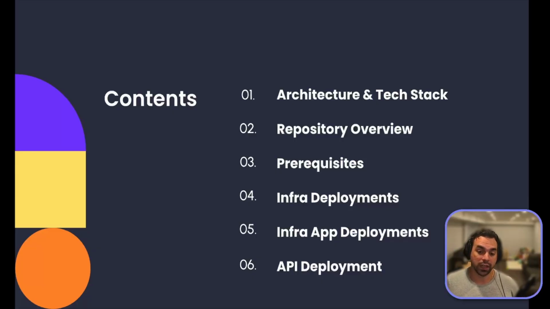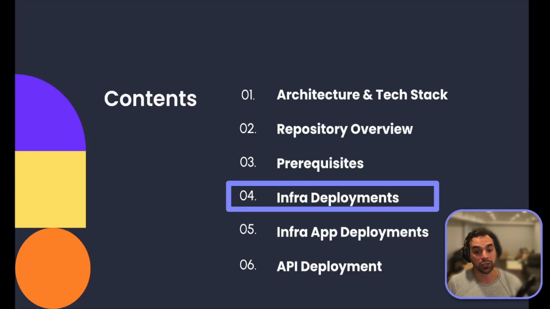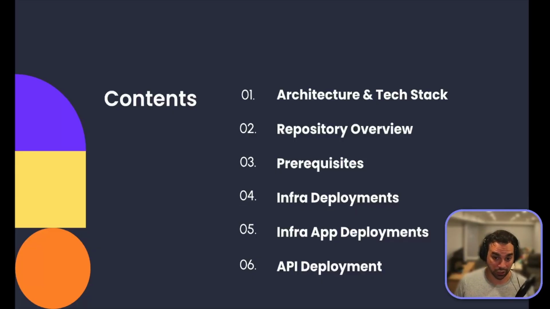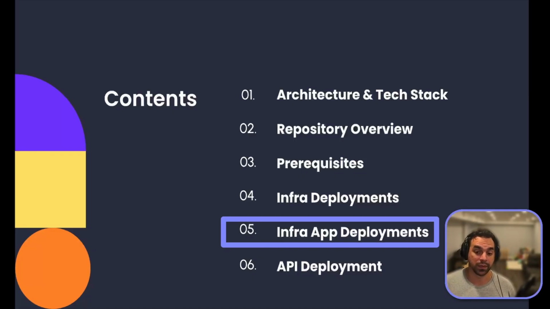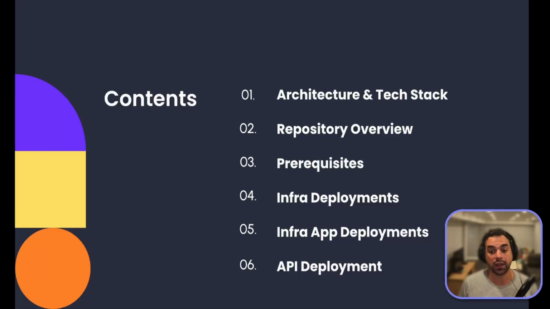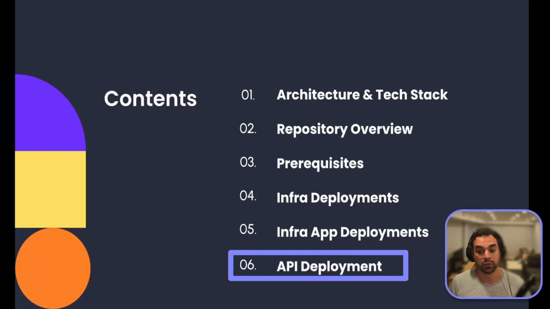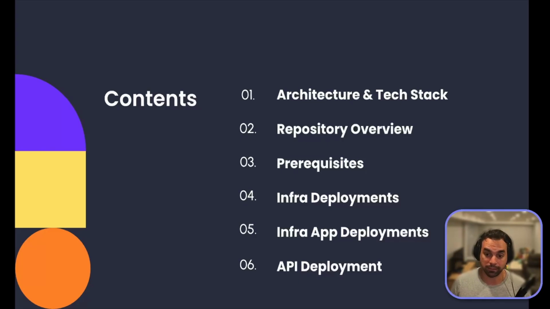Finally, we're going to go into the infra deployments. This is what's going to actually deploy the architecture. And then once that's deployed, we're going to be able to deploy our infra apps to our EKS cluster. This is things that are going to be supporting our API, like ArgoCD, Prometheus, Grafana, external secrets. And then finally, we'll deploy the API itself to the cluster, and then we'll see the end-to-end environment setup.